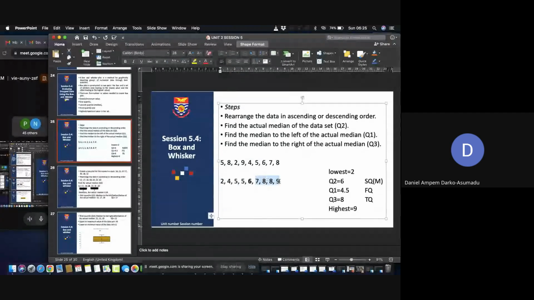Then you also find the third quartile, the median to the right of the actual median. So 7, 8, 8, 9. When you count from the right and left, you come to two numbers in the middle, which are 8 and 8. Adding 8 and 8 gives us 16, and 16 divided by 2 gives us 8. So the third quartile, Q3, is 8. We have now found all the values we need to draw the box and whisker plot.